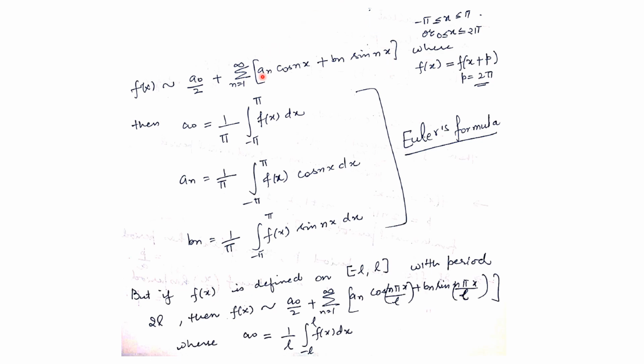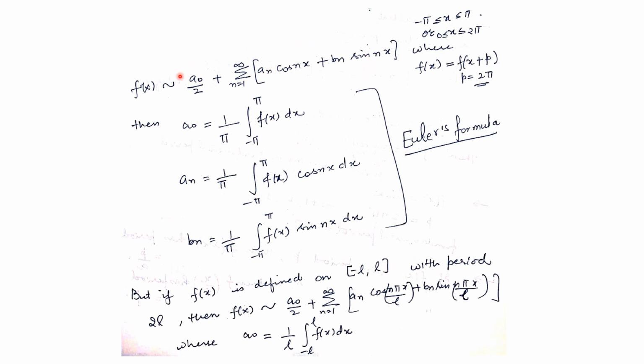Okay, so this integration is 0. Why? What is the integration of cos nx? It will be sin nx by n, and when you substitute the limits minus pi to pi, it will be 0. In the same way, when you integrate sin nx with respect to x, it is minus cos nx by n, and again when you substitute the limits minus pi to plus pi, this value is 0. So this is 0, this is 0.